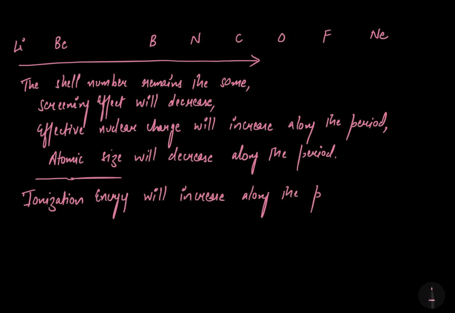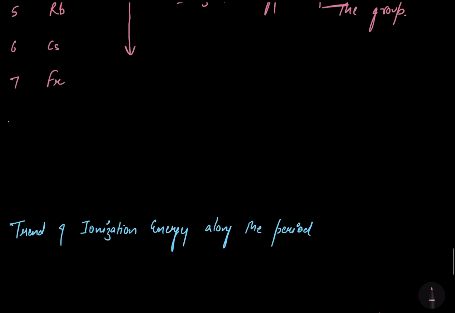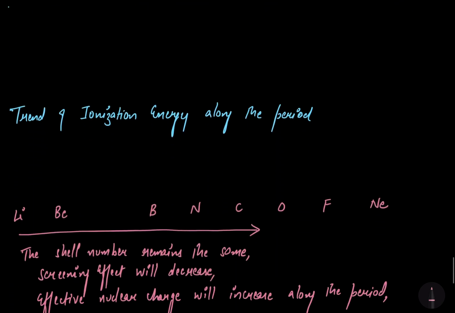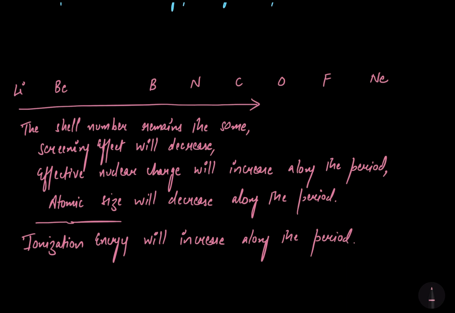So what was the trend of the ionization energy along the group and a period? First of all, I'm repeating for the group. The ionization energy will decrease down the group because of increase in size, and in case of a period we can say that ionization energy will increase along a period because of decrease in atomic size along a period.